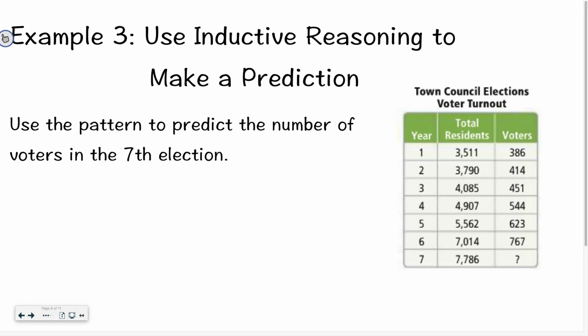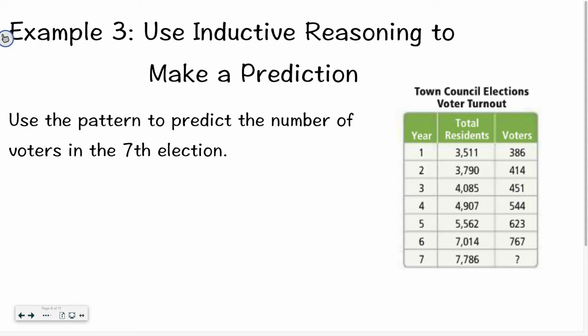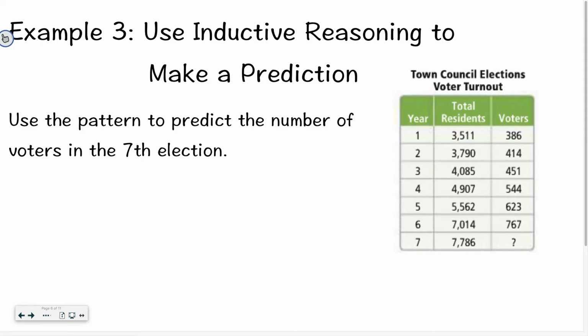Let's look at example 3. Use inductive reasoning to make a prediction. So use the pattern to predict the number of voters in the 7th election. And we have this nice little table over here that gives us the first year. We had 3,511 residents and 386 voters.